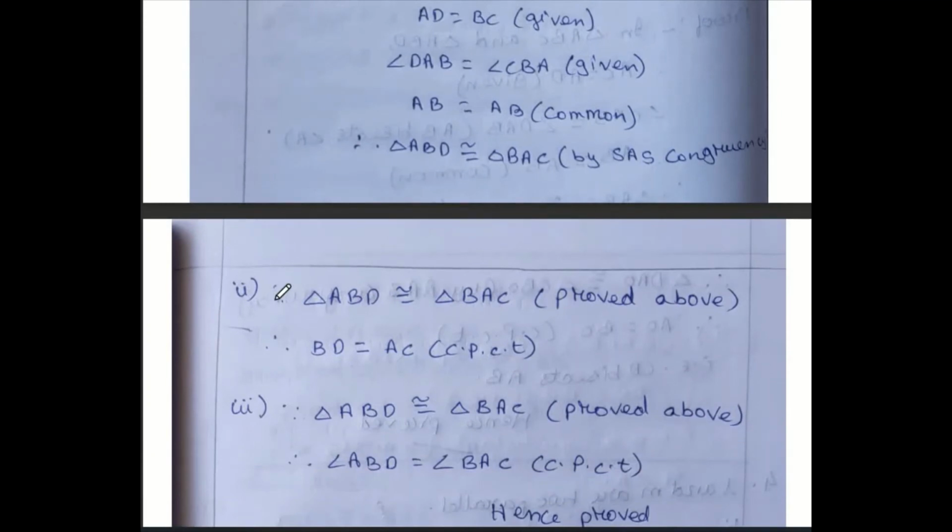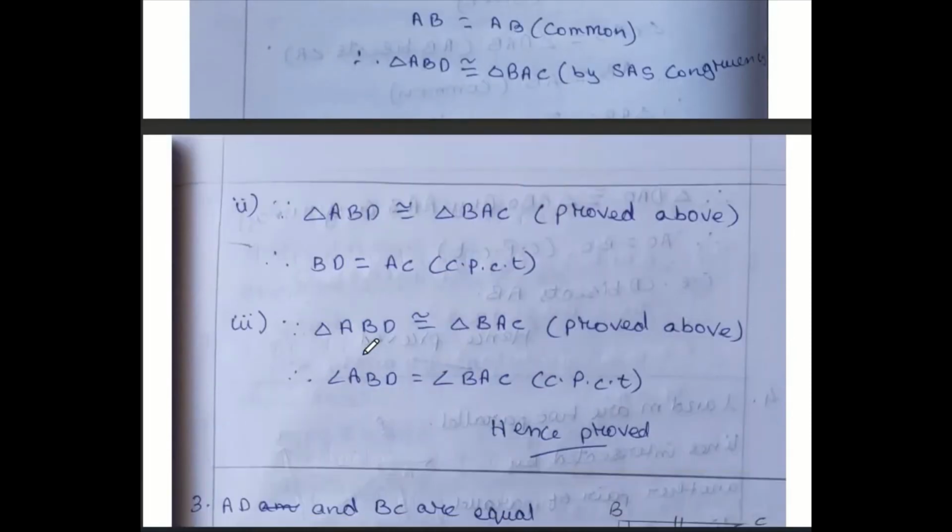To prove the second one, you can write, since both the triangles are congruent, proved above inside the bracket. Therefore, BD equals AC. BD belongs to this triangle and AC belongs to this triangle. By CPCT, both are equal. And third one, since this and that triangle are congruent, proved above, angle ABD belongs to this triangle and angle BAC belongs to the second triangle. Both are equal by CPCT. Hence proved. So question number B, second one also completed.